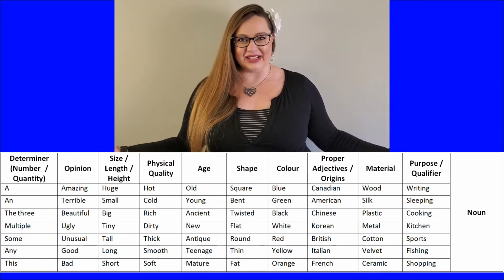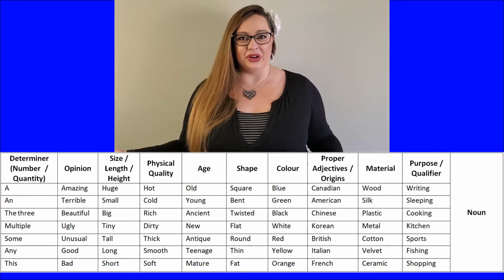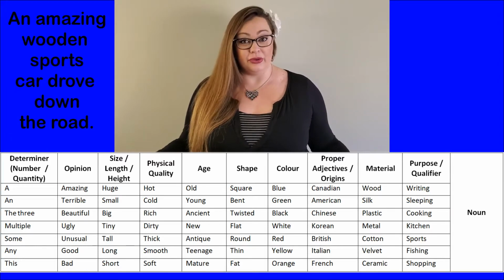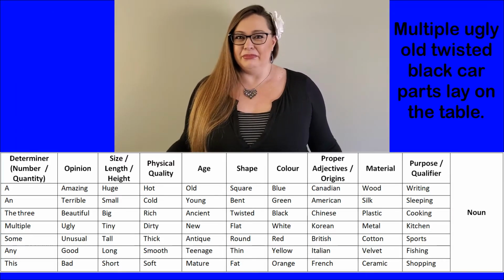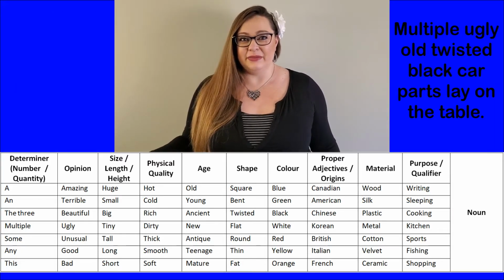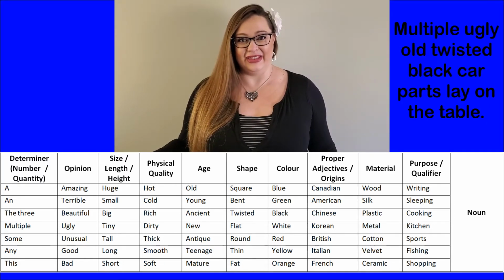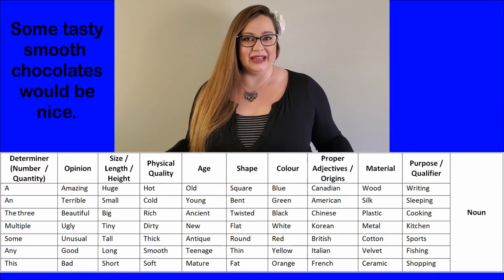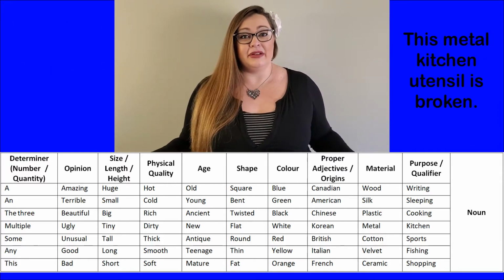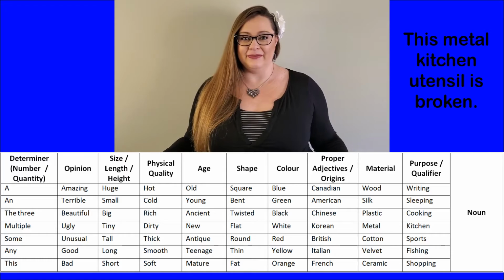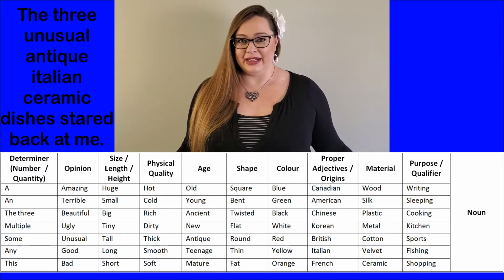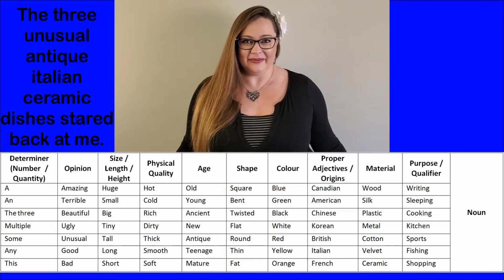Let's try some practice creating sentences using the words in the table. An amazing wooden sports car drove down the road. Multiple ugly old twisted black car parts lay on the table. Some tasty smooth chocolates would be nice. This metal kitchen utensil is broken. The three unusual antique Italian ceramic dishes stared back at me.